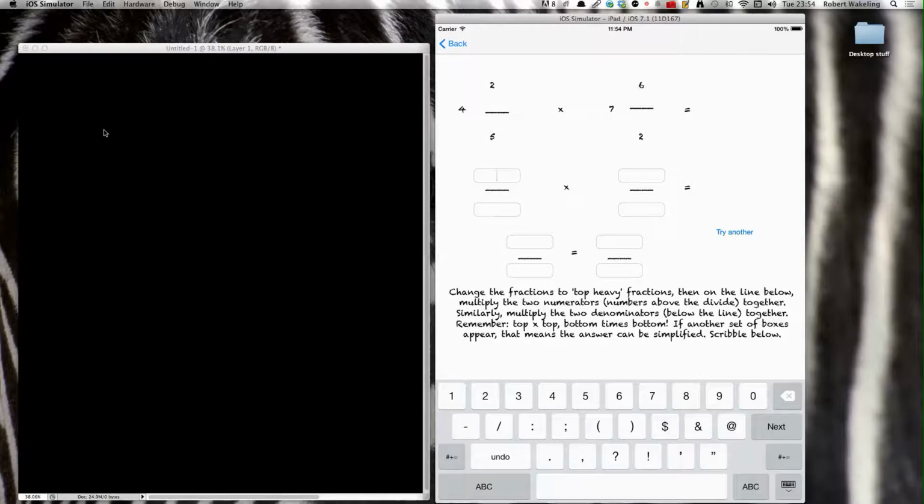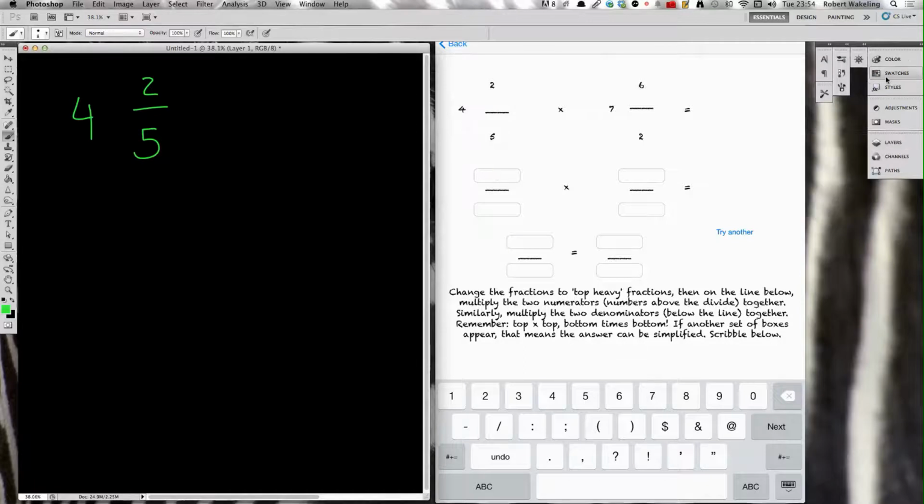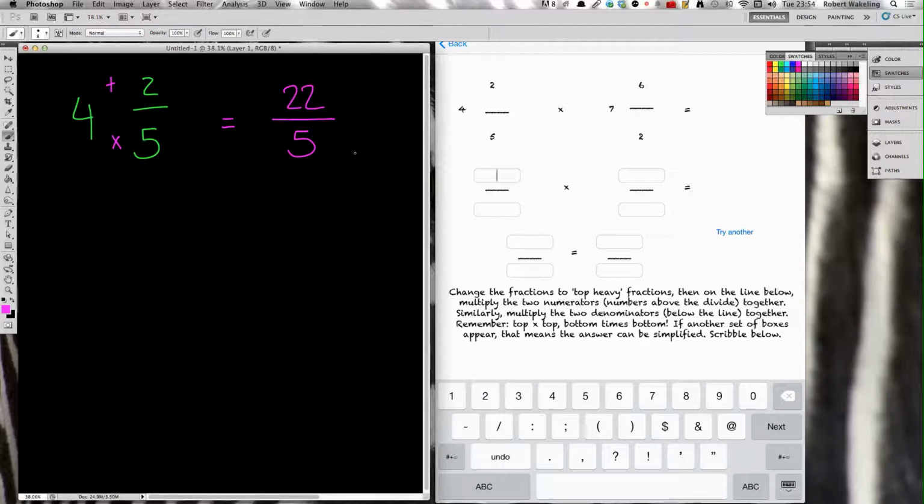So if we take a look at this 4 and 2/5, what you need to do with this is multiply 5 by 4 and then add the 2 on the top. So you're still keeping the same denominator, this bottom number here. But you're doing 5 lots of 4, which is 20, plus 2 gives you 22 over 5.